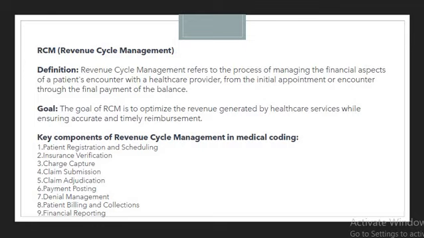The first point is patient registration and scheduling. The second point is insurance verification. Then we go for charge capture. Then claim submission is processed. After that, claim adjudication is processed. Then payment posting is completed. And then comes denial management. Post denial management, patient billing and collection occur. And after that, at last, we prepare the financial reporting. These are all the key components for revenue cycle management of medical coding.